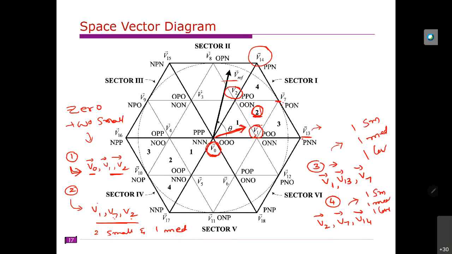So what you understand is that in case of region 1 and 2, you have two small vectors. For region 3 and 4, you have only one small vector. Just remember that.